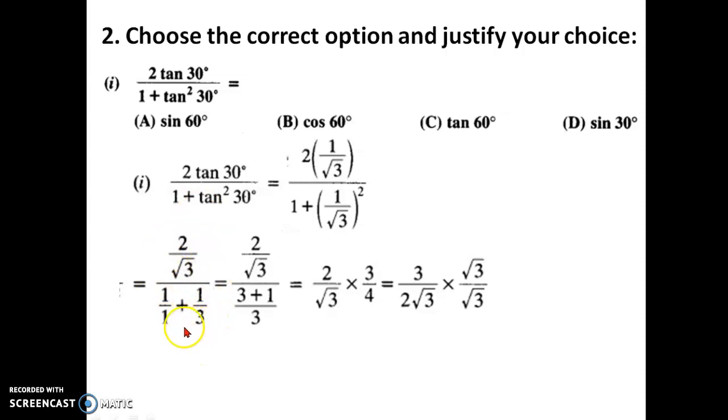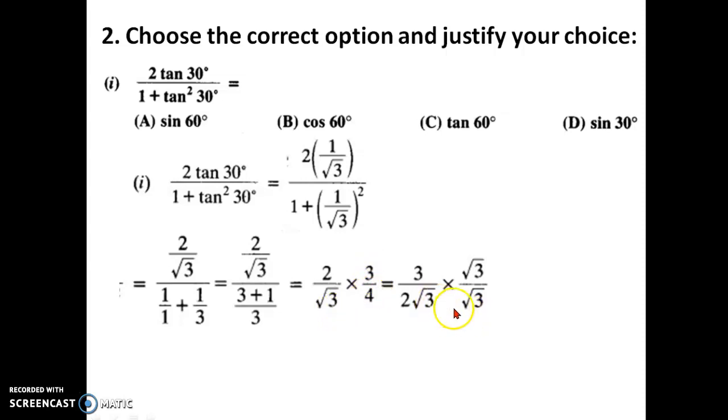Then take the LCM. So 3 is here, so the LCM will be 3. So multiply 3 with this numerator. So 3 plus 1 you will get, so 4 by 3 you are having. So this is taken like this. Then the reciprocal, so 3 by 4 you will get here in multiplication. So this can be reduced, 2 and 4 are there. So you will get 3 by 2 root 3.